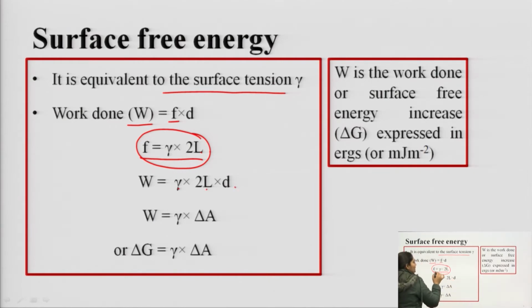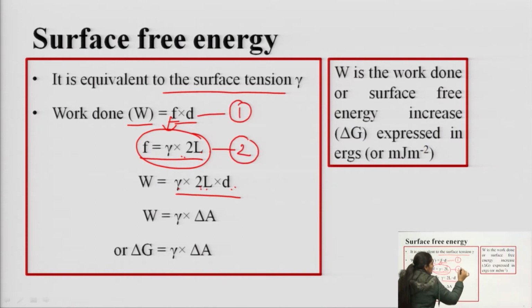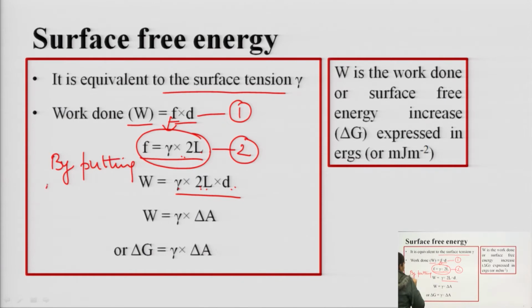Okay. We are putting the value of this equation into this equation, then F will be gamma into 2L and W is equal to gamma into 2L into D. This is equation 1 and this is equation 2. By putting equation 2 into 1, W is equal to gamma into 2L into D.